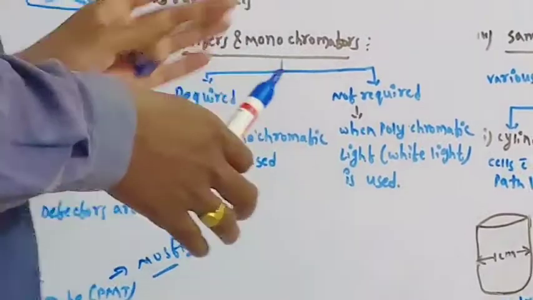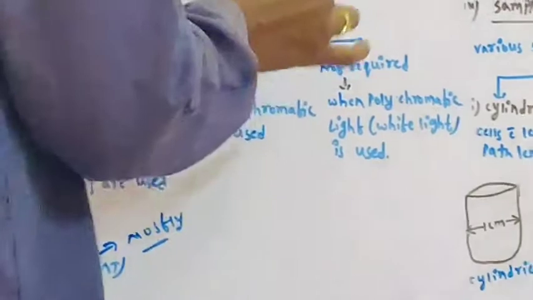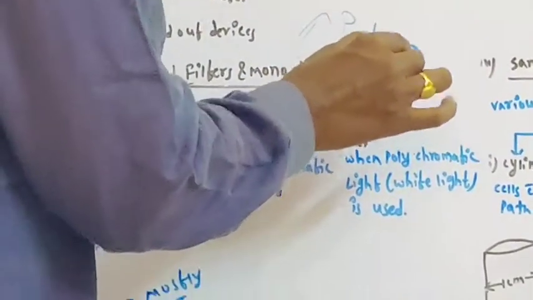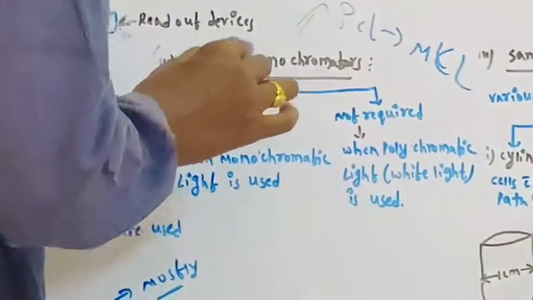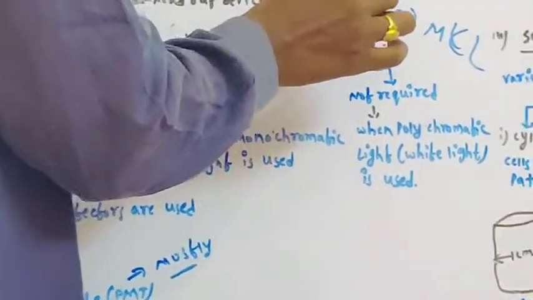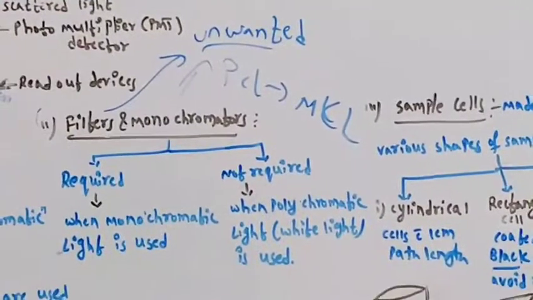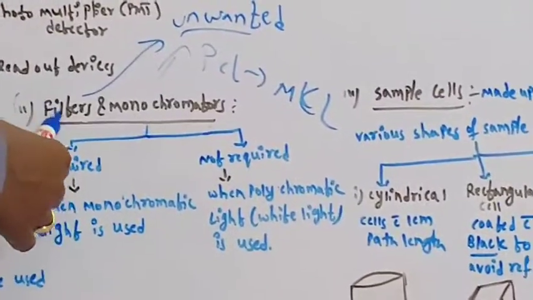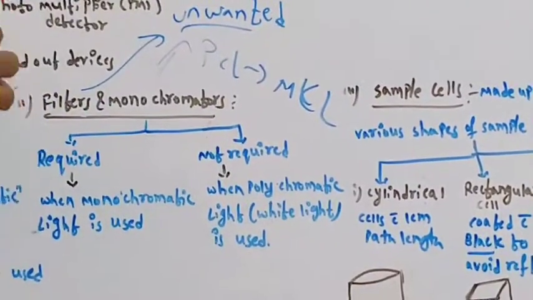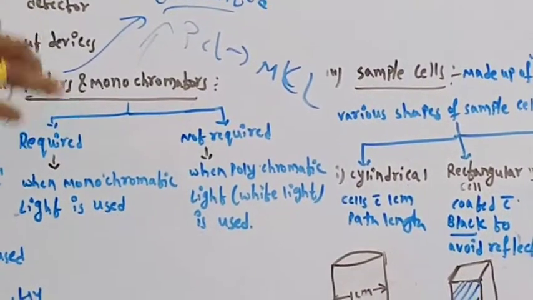Then filters and monochromators. We know that the function of a monochromator is conversion of polychromatic to monochromatic light. What is the function of a filter? It will absorb unwanted radiation, and only the required radiation will pass through the filter. Either filters or monochromators may be used, that is our wish. Mostly filters are employed in the nepheloturbidometry method.